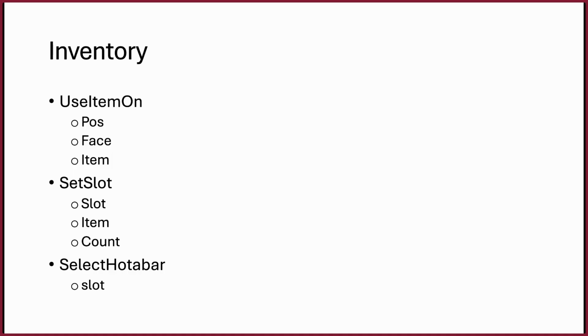Then we have a set slot. The set slot is the same as what we have in the setup in the player. That means the hotbar, the armor slots, and the offhand, then which items and how many of them. And the select hotbar, yes, I know there's a spelling mistake. It has a slot between 1 and 9 and selects which hotbar slot it should use.